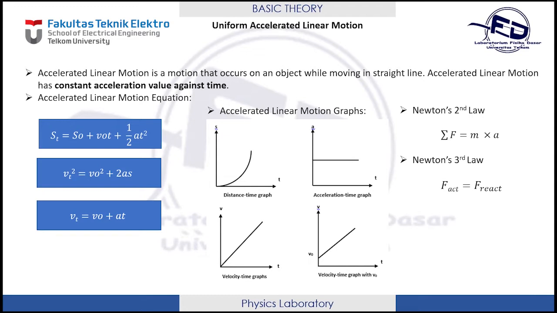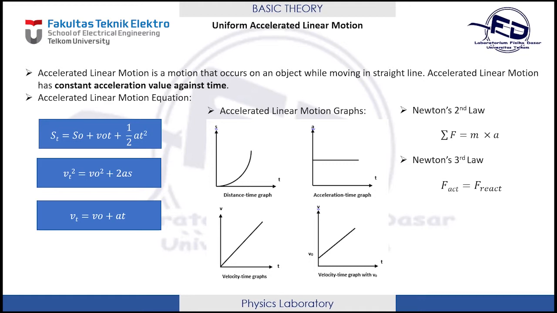In the uniform accelerated linear motion, there are four graphs. The first one is the distance time graph. In the distance time graph, we can see that the graph is forming an upward curve. This is because the s value is directly proportional to the square of time so that it forms an upward curve. Right next to it is the acceleration time graph. In the acceleration time graph, it forms a horizontal line because the acceleration value doesn't change with time.